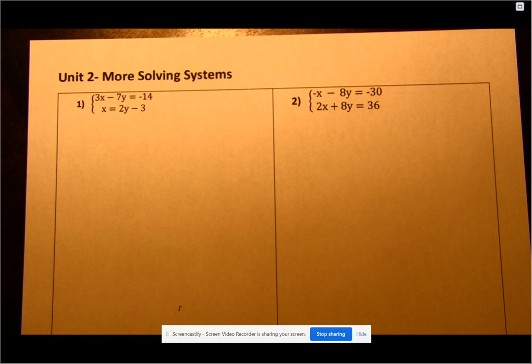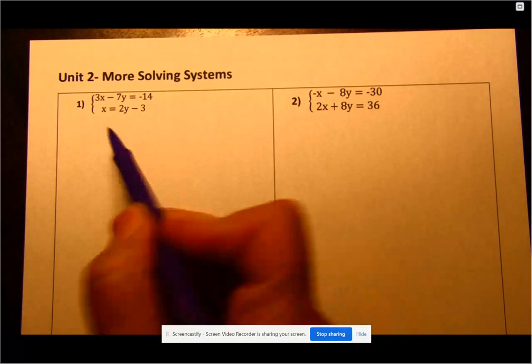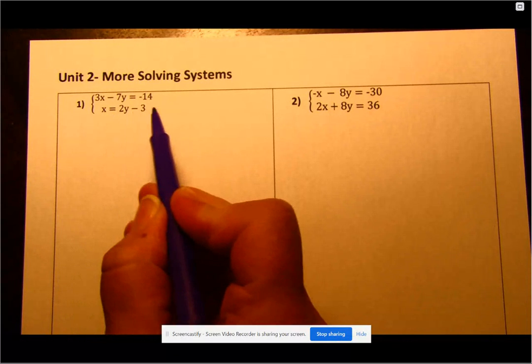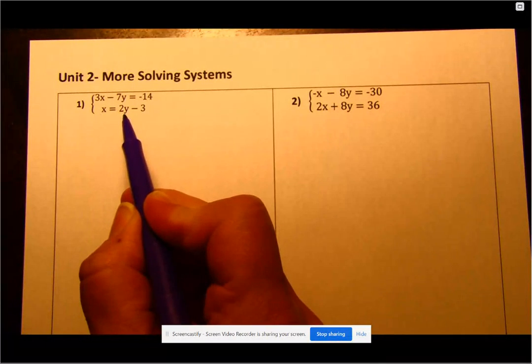Okay, so we have 4 more systems. We have to decide today if we should use substitution or elimination and then just kind of execute the whole problem. So this first problem is 3x minus 7y equals negative 14 and x equals 2y minus 3.